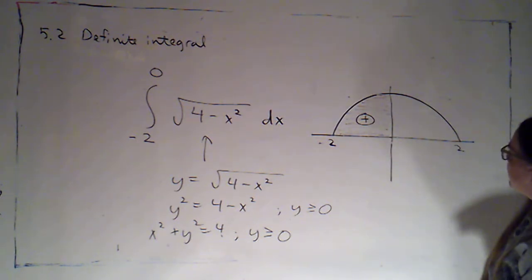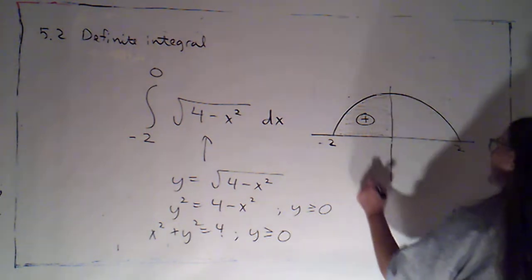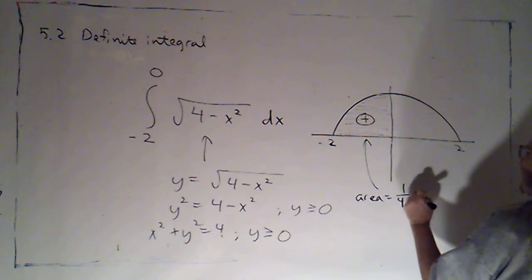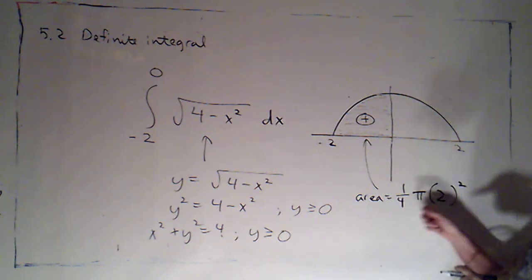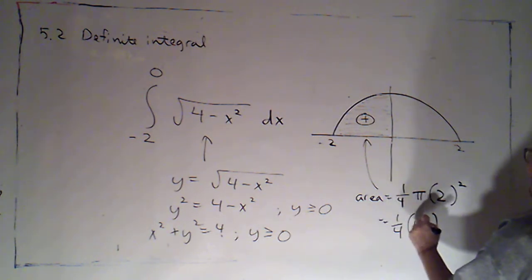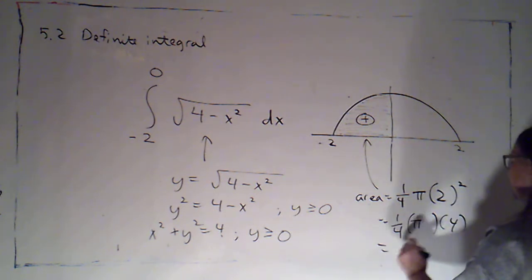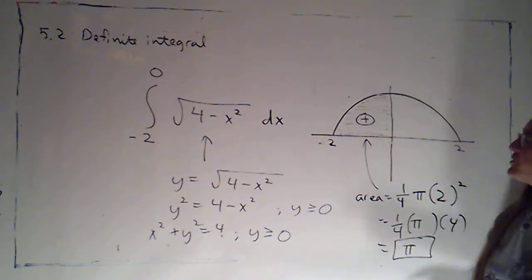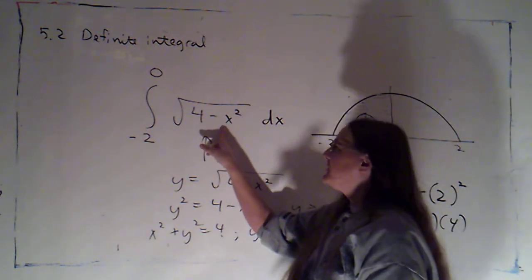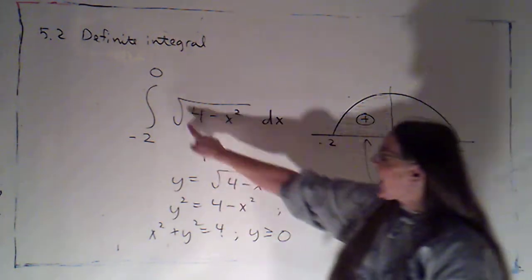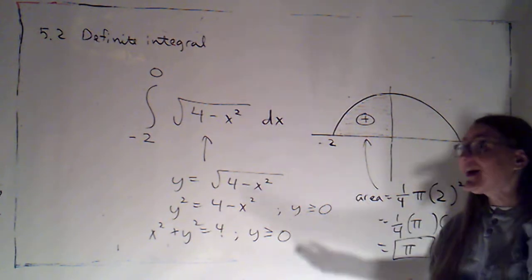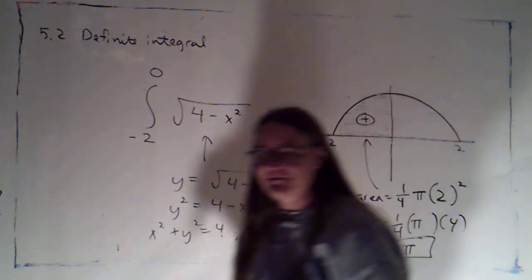So now I can look at that and I say, that's a quarter of a circle. So that area is going to be 1/4 of pi times my radius squared, where my radius was 2. So that's 1/4 of pi times 4. That's just pi. So you want to be on the lookout for functions like this that describe half of a circle. If I wanted the bottom half of the circle, I'd just have a negative sign in front of that square root, because that would be saying that y is not positive instead of saying that y isn't negative.